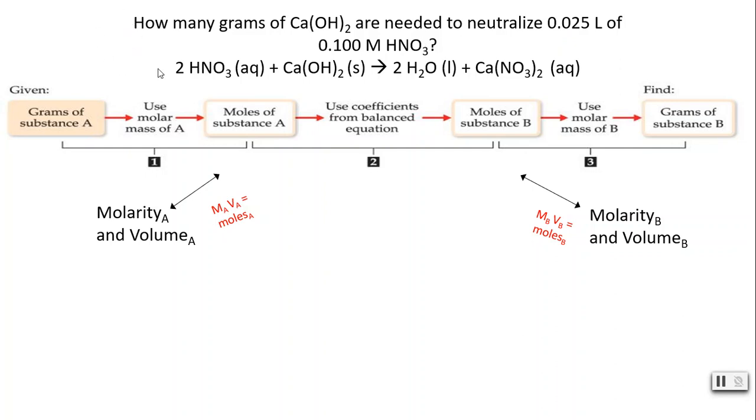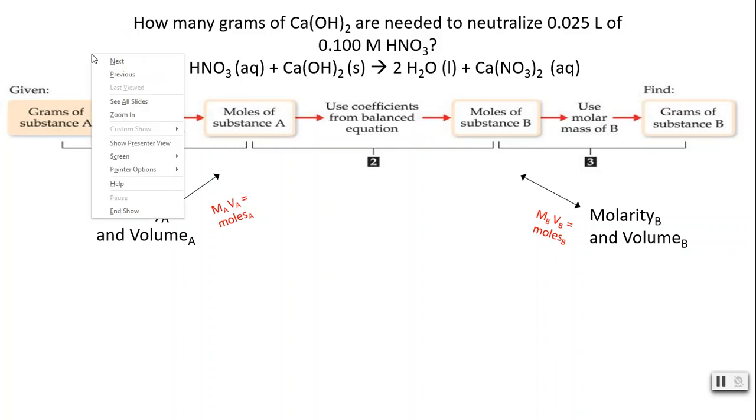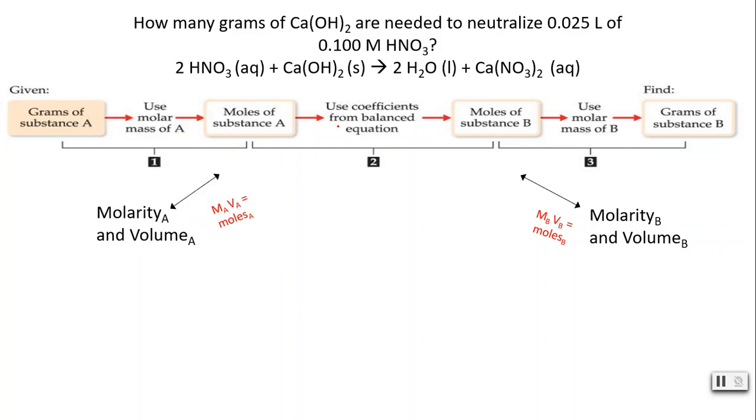Let's say I have this balanced chemical equation of nitric acid and calcium hydroxide reacting to give me liquid water and calcium nitrate. It's an acid-base double displacement reaction. And I want to know how many grams of calcium hydroxide are needed to neutralize or react with this volume and this concentration of nitric acid.